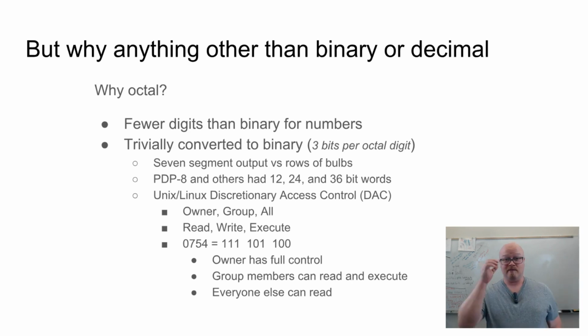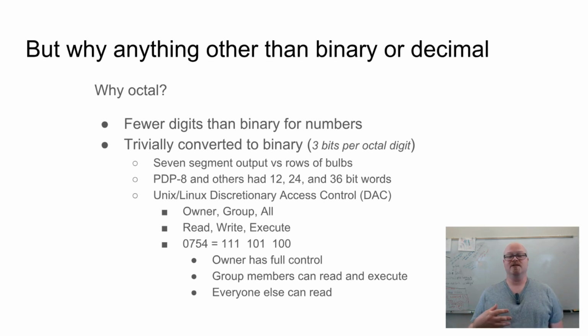Now it's also valuable, octal, because it is trivially converted to binary or from binary to octal. And that's because they share a common base. So in binary, everything is base 2 to some power. In octal, everything is base 8 to some power. But 8 is 2 to the third. And so any power of 8 is also a power of 2 to the third.